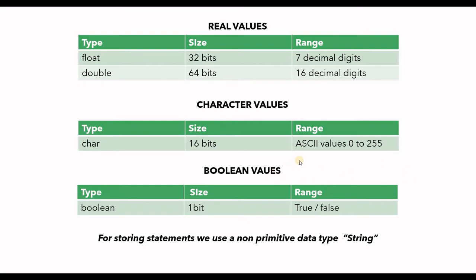Now, we have Boolean values with the data type as Boolean. Size is 1 bit and it either stores true or false, that is 1 or 0. Now, for storing statements, we use a non-primitive data type string, and we will be dealing with that while we learn how to input and of course output the string.